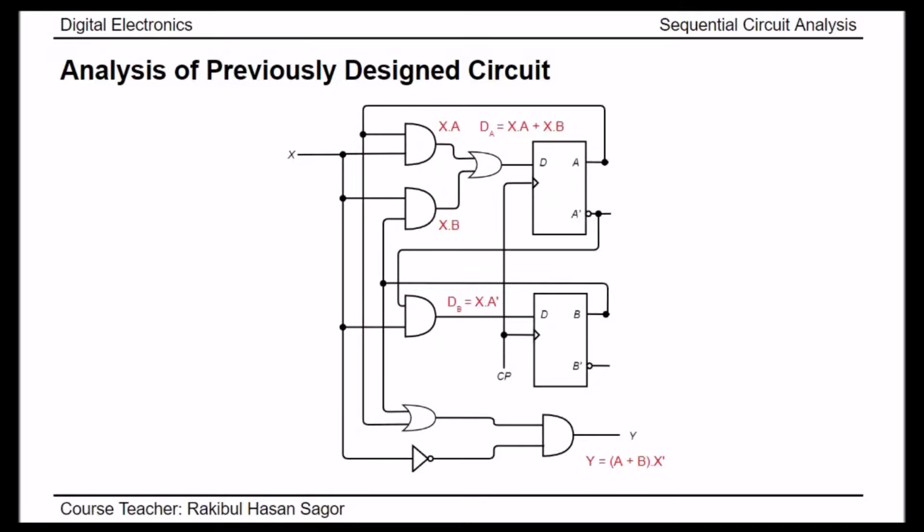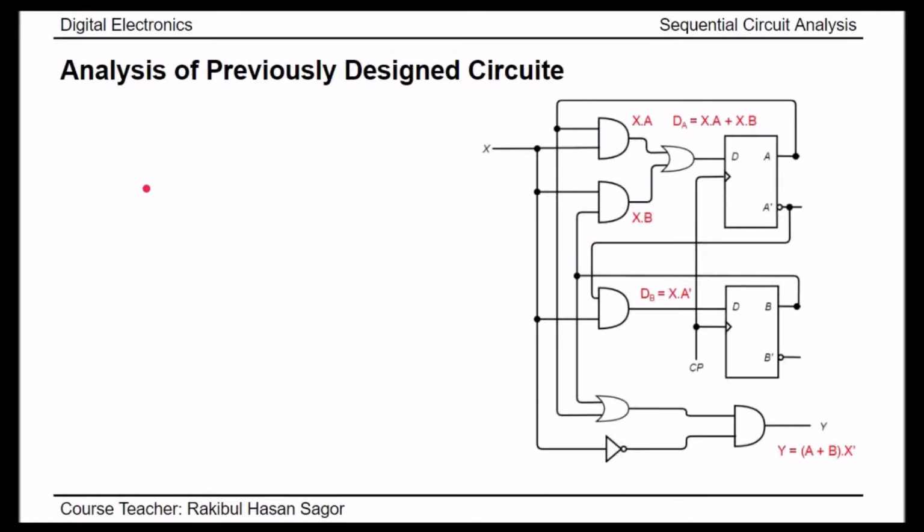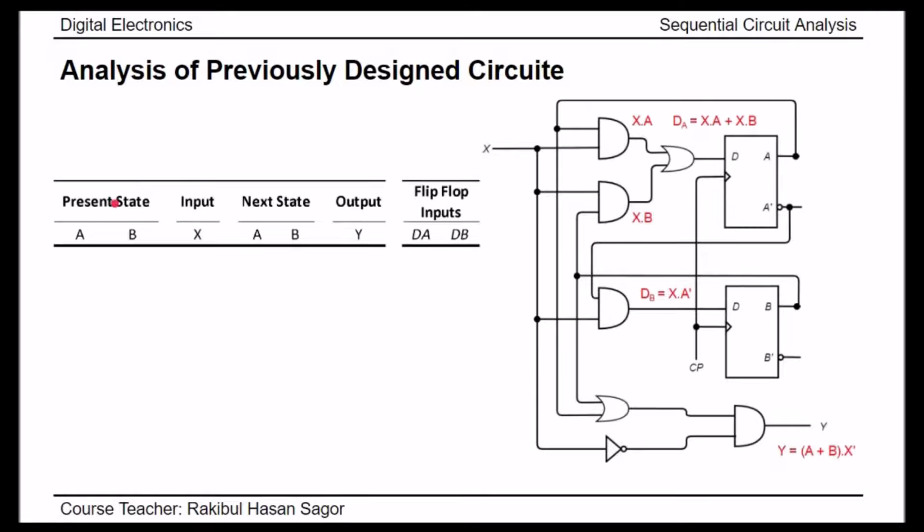Now we need to develop the state table and eventually the state diagram for this circuit. In the state table, we will have present state, input, next state, output, and these are the columns for the excitation table. So we are keeping it here.